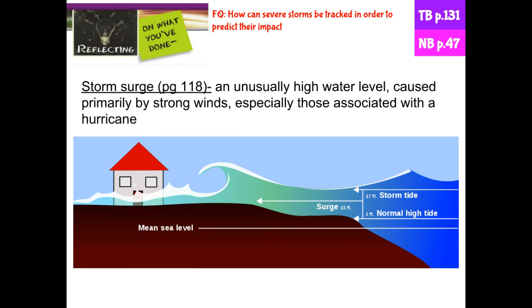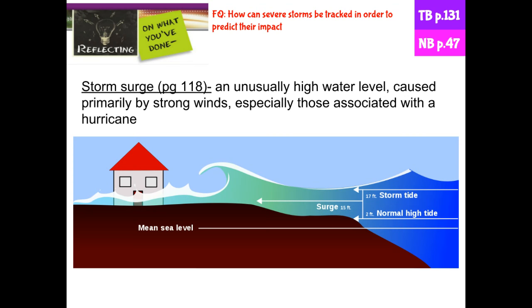Our one vocabulary word for lesson 8 was storm surge. That can be found on page 118 in the textbook. A storm surge is an unusually high water level caused primarily by strong winds, especially those associated with a hurricane.